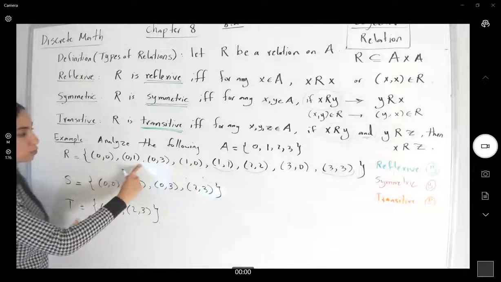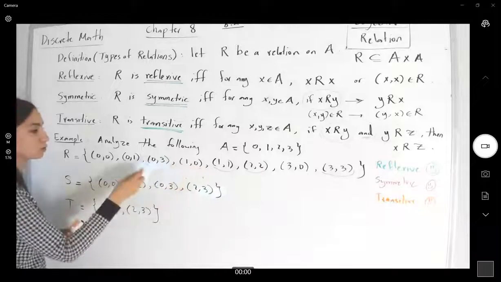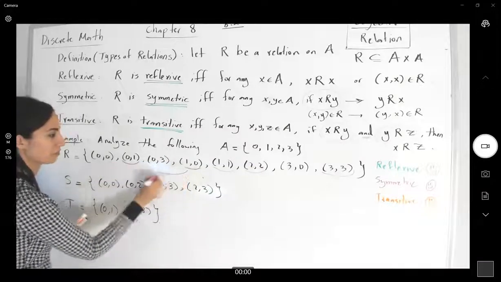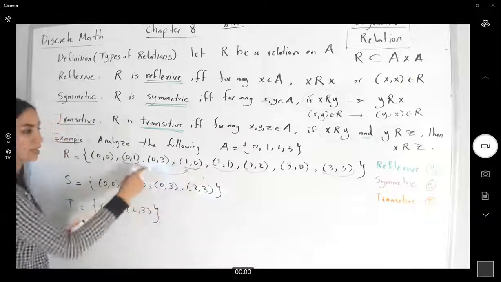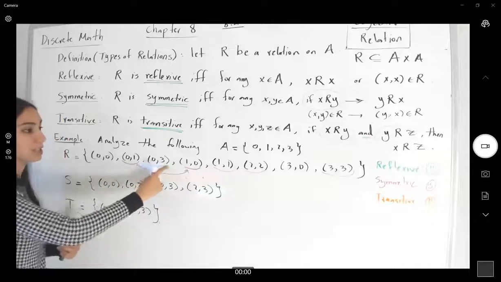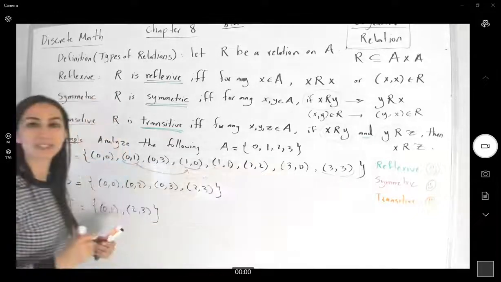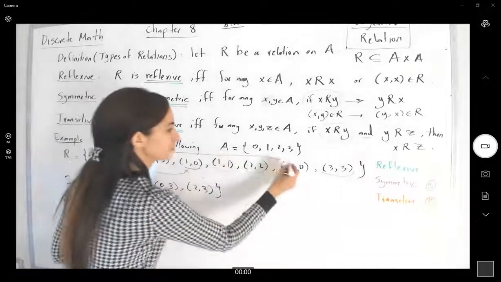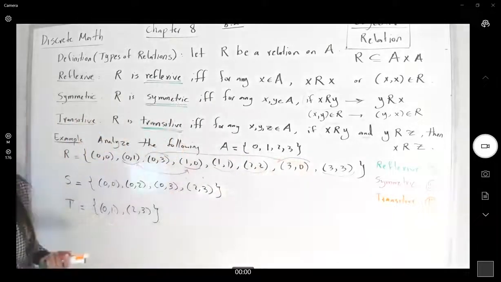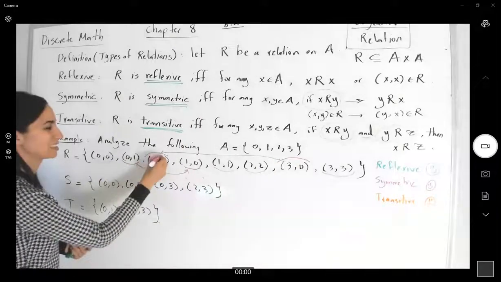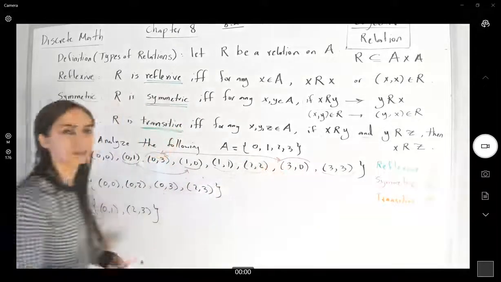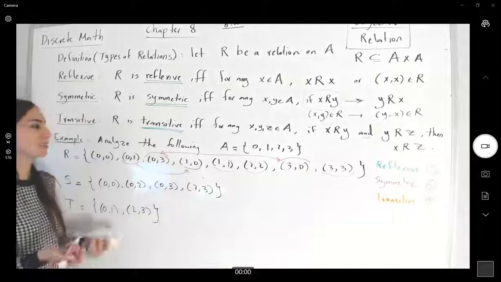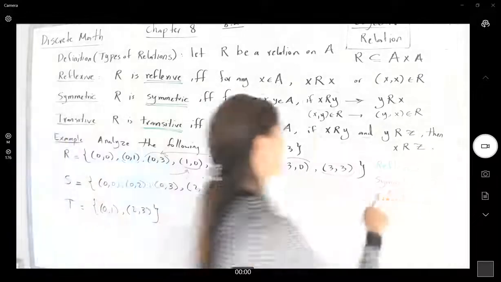0 is connected to 1, 1 is connected to 0. 0 is connected to 3, 3 is also connected to 0. What else? That's it. So you only have 2 sets of points to check. So it is symmetric.